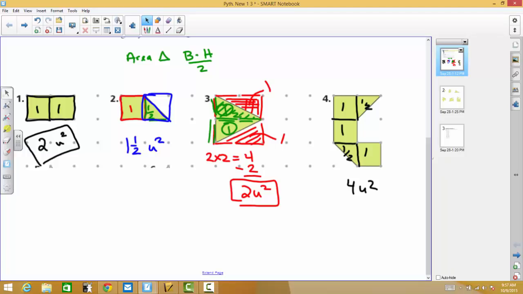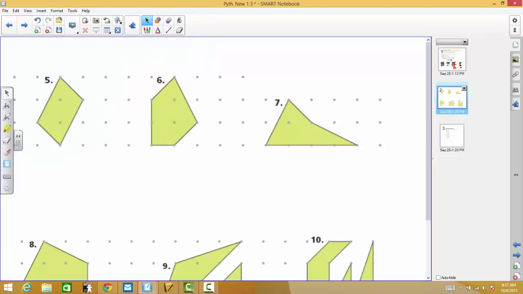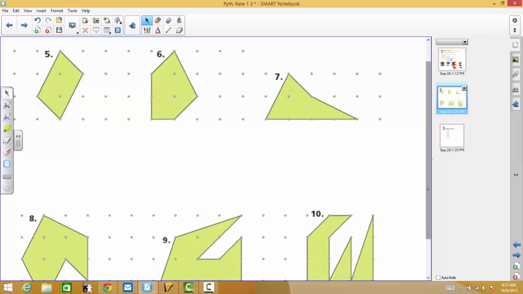Alright, take a minute, pause me, and see if you can get these areas, and then play and see if you're right. So you are paused.